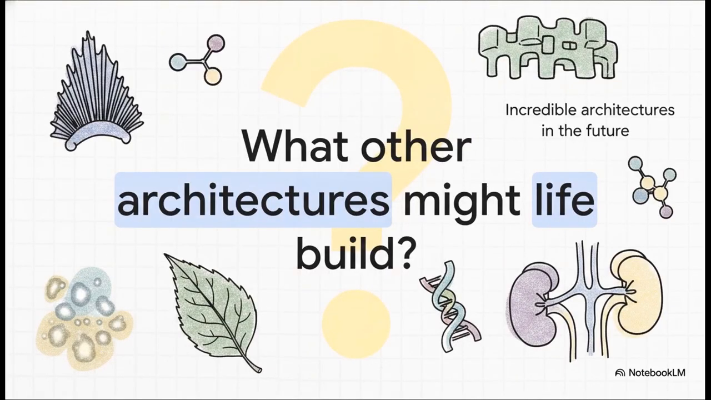So I want to leave you with this final thought to ponder. If all of this incredible, wild diversity, the gills of a fish, the leaves of a plant, the ureotelic system of a mammal, is constructed from the exact same basic molecular bricks, what other unbelievable architectures might life be capable of building in the future, or perhaps elsewhere in the universe?